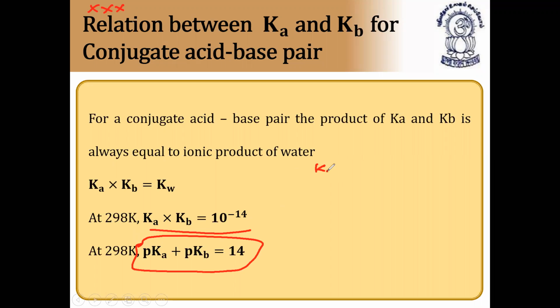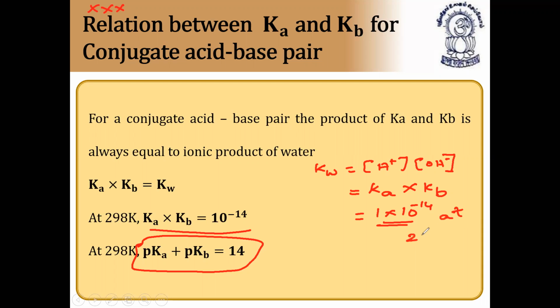So by this, you can write the ionic product of water Kw is equal to the concentration of H plus into the concentration of OH minus, which is also equal to Ka into Kb, that is, the ionization constant of acid and the ionization constant of base, and it is equal to 1 into 10 to the power of minus 14 at 298 kelvins or 25 degrees C. So this is the relation between Ka and Kb for a conjugate acid base pair. Very important point: it is a conjugate acid base pair.